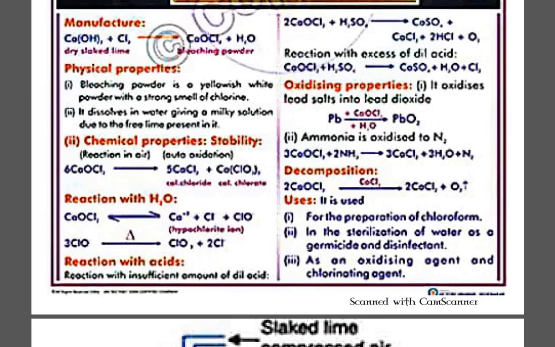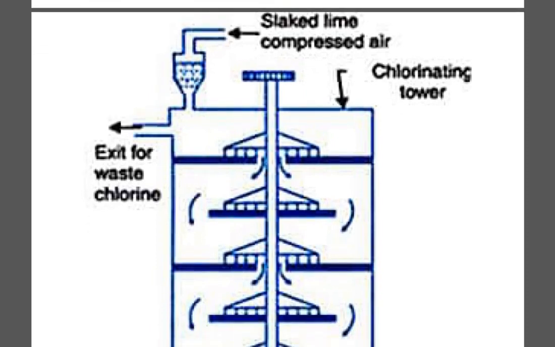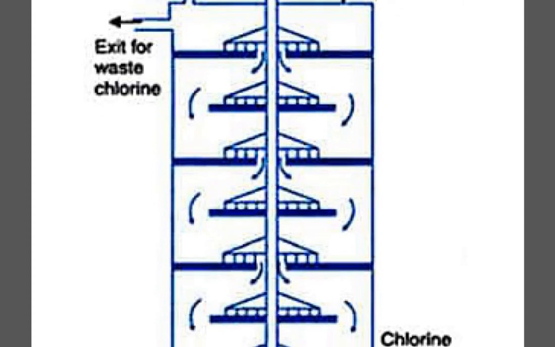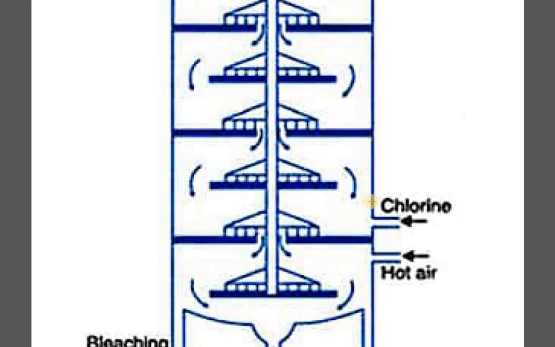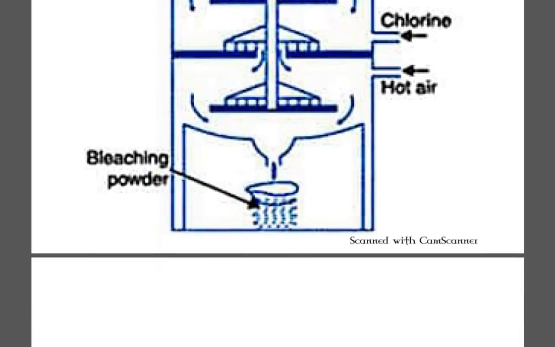Here you can see the different reactions involved, which I'll discuss in the next slides. Now this is a simplified diagram of the same, where you can see the slaked lime with compressed air is added from an inlet. It goes through the different shelves, and when chlorine comes in contact from the lower inlet, the production of bleaching powder takes place at the bottom, towards the receiver part. This process is called Bachmann's plant.